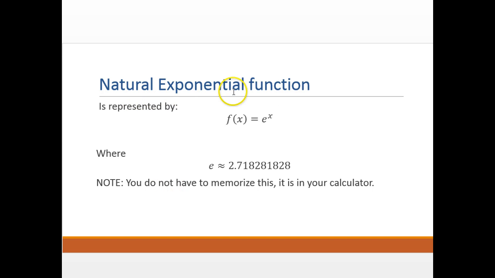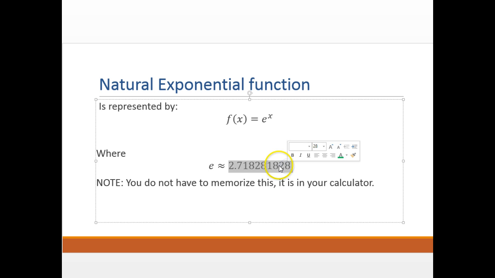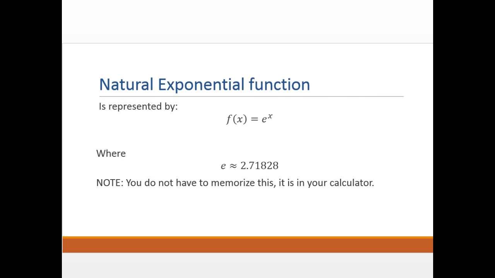There's something called the natural exponential function, which is f of x equals e to the x. E is a base. E is kind of like pi. It never repeats itself. E is approximately 2.71828. I don't think the last 1828 is correct. I'm going to get rid of those. I apologize, I think I typed those in twice. You do not need to memorize E, okay? Because E is in your calculator. It's right above the LN button.